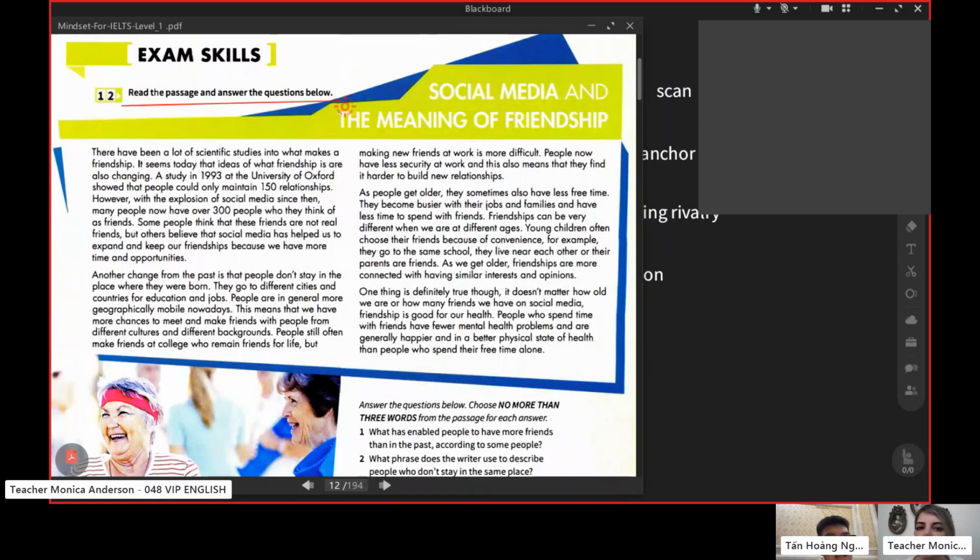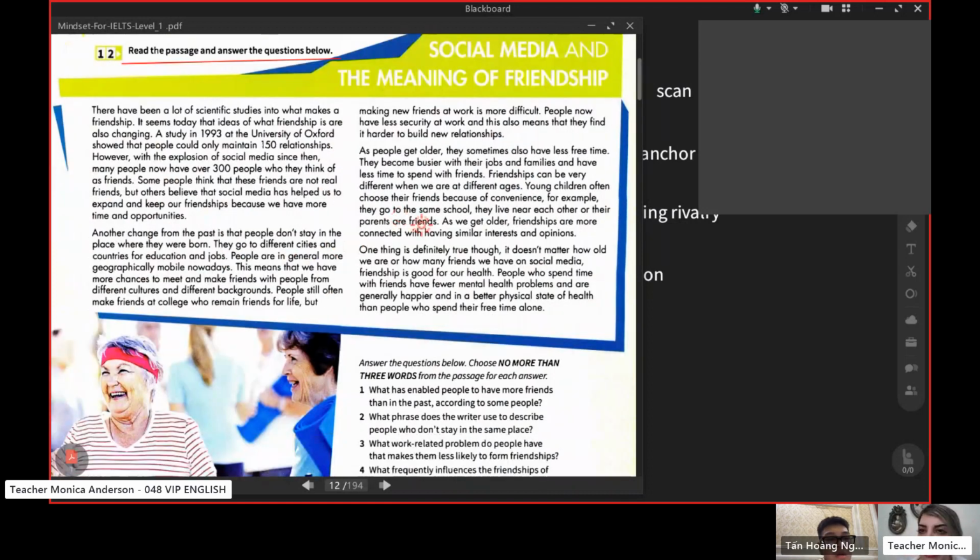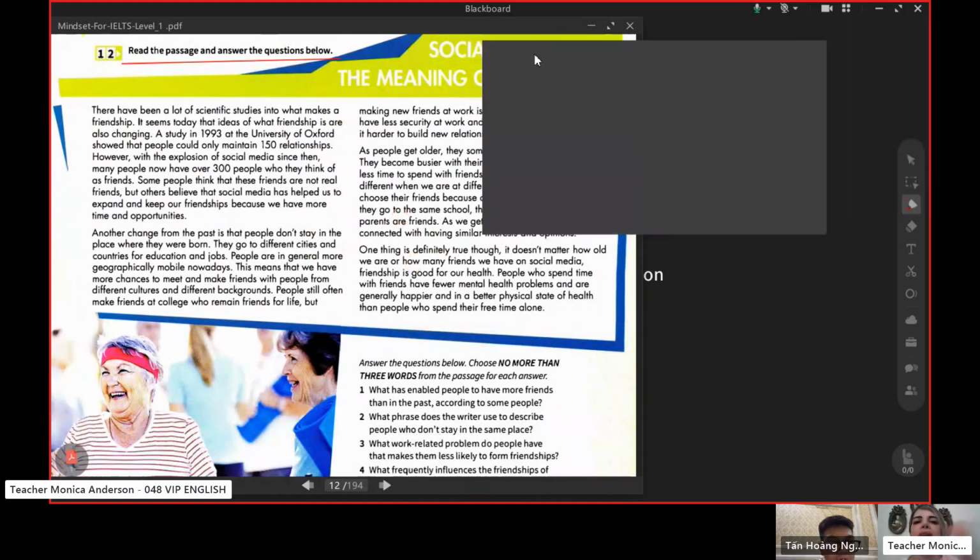Read the passage and answer the question below. Very good. So we have a text here. We need to read and answer the question. This is the instruction. Well, let me say something about reading. Of course, we have different methods.